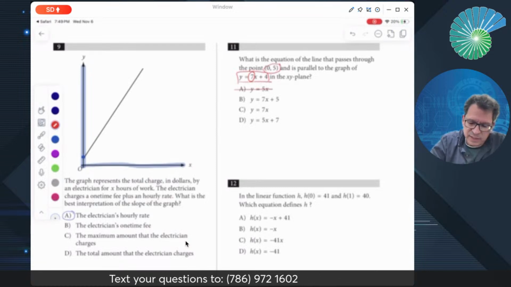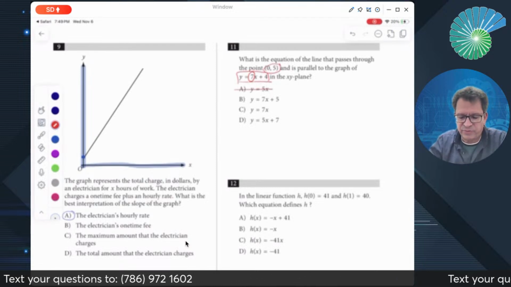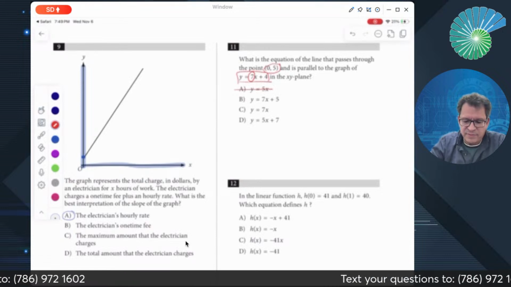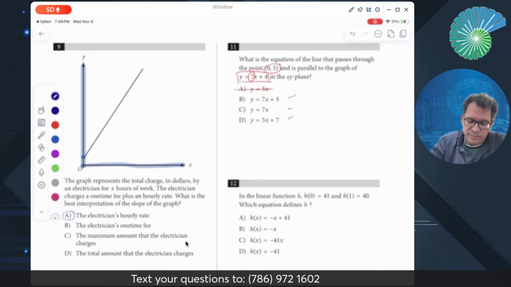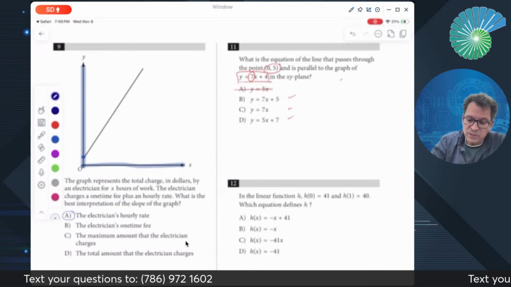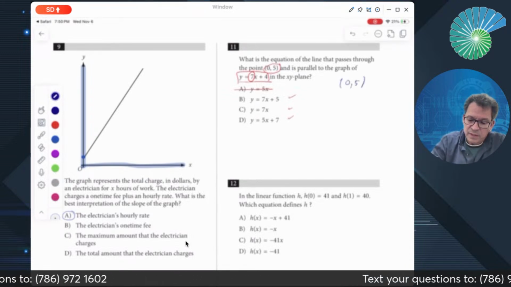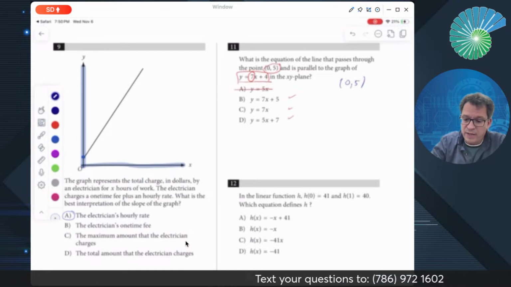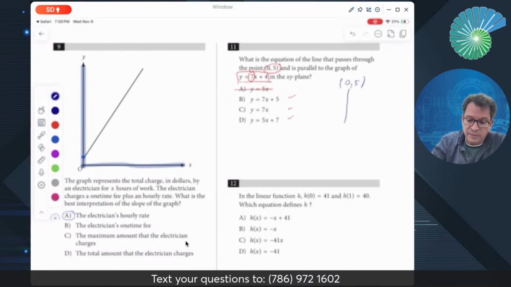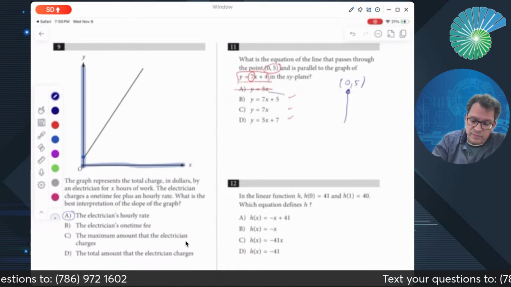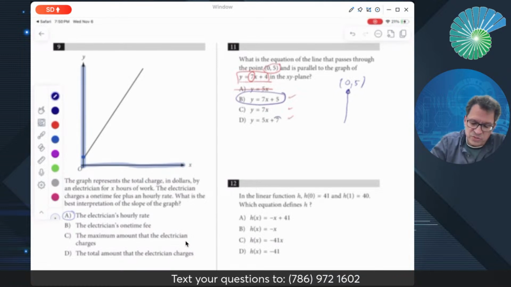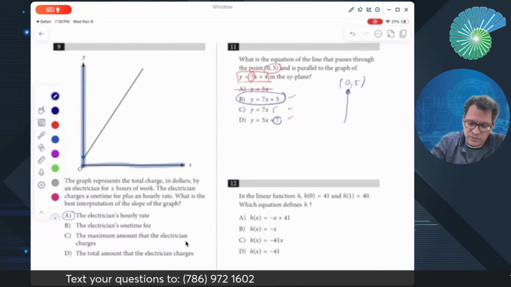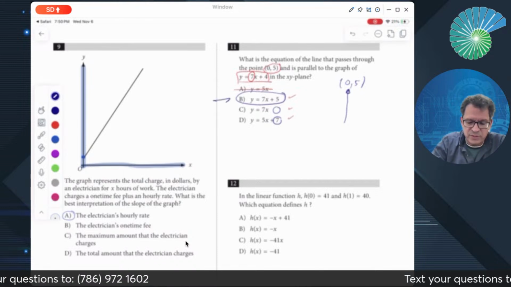So that leaves 8 as not possible because the slope is not 7. So these are the only 3 possibilities here. But the line passes through the point 0, 5. And 0, 5 is the y-intercept of that line because x is 0. So the y-intercept is 5. That leaves me with B as the only choice because the y-intercept here is 7 and the y-intercept here is 0. So the correct answer is B.